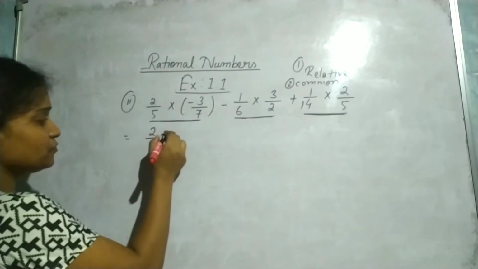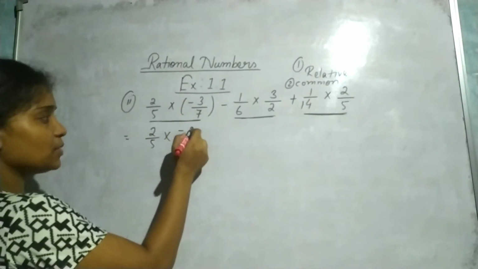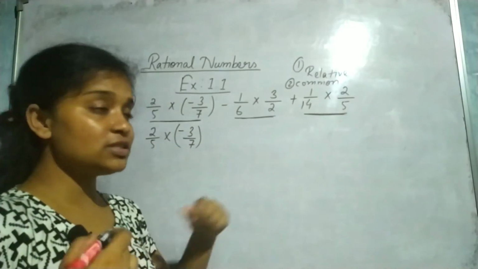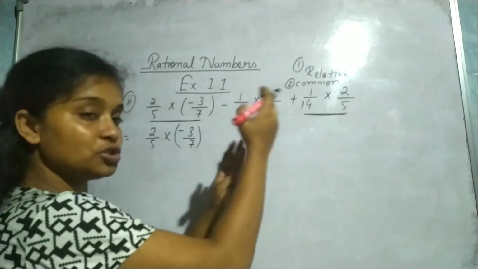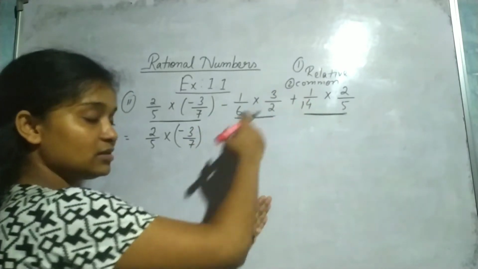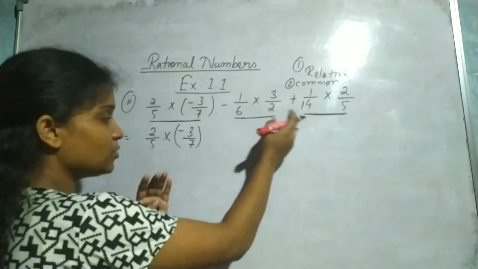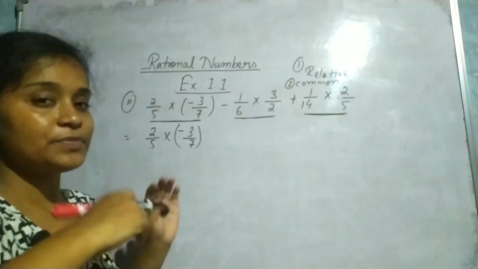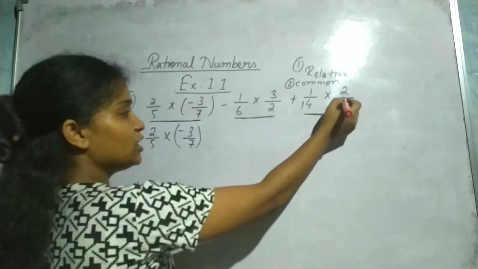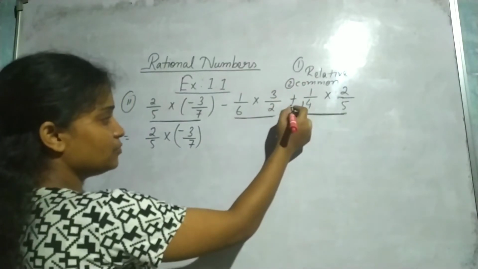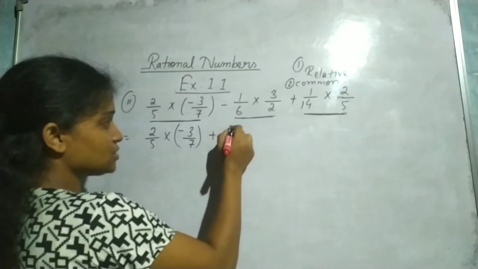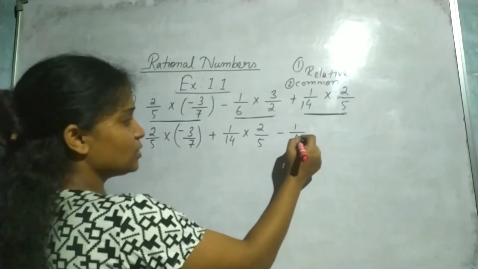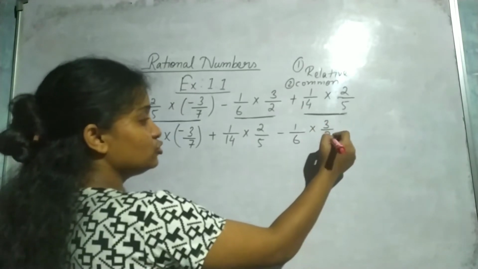I will first of all always fix the first number, this number, completely fixed. After that what do I have to do in the second step? I have to change the position of the second and the third number. Like this third number will come in the second place. Why? Because these two are relatives, same number. So I am going to keep them near. Like here before this number what sign is there? Plus. So 1 by 14 plus into 2 by 5 minus 1 by 6 into 3 by 2.